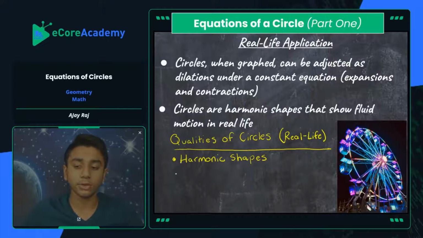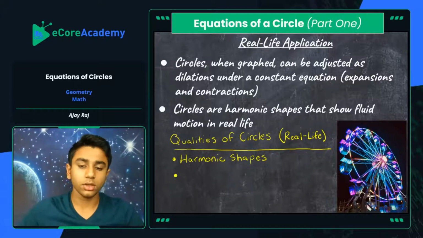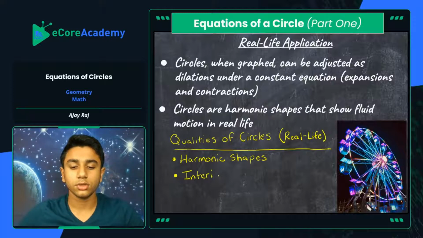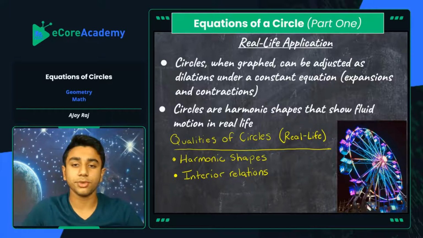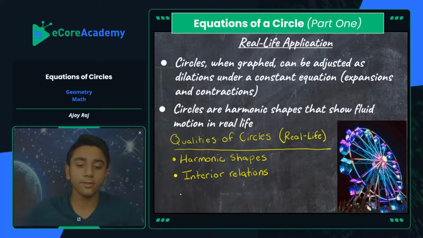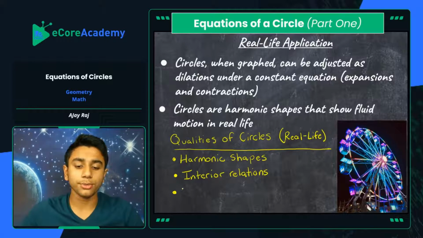And then another quality of circles, they're always going to have the same relations, so interior relations. This basically means that all of the interior properties, such as radius, diameter, chords, arcs, tangents, and secants, are all going to have some sort of relationship and ratio amongst each other. That's why we can develop so many formulas within circles that we can't develop within these other polygons that have straight edges.